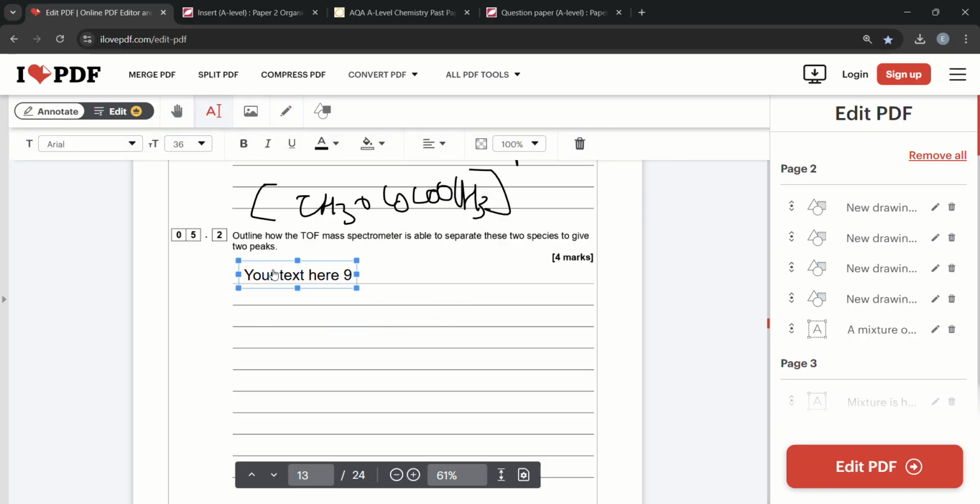Outline how the time of flight mass spectrometer is able to separate these two species to give two peaks. Time of flight mass spectrometer, so what is it? Ionization, acceleration, ion drift and detection, I think. But yeah, it's just representing that. The positive ions are accelerated by an electric field, so they all have the same kinetic energy.